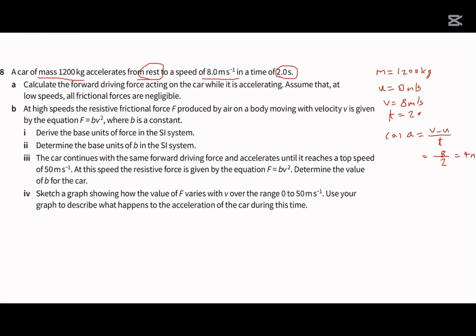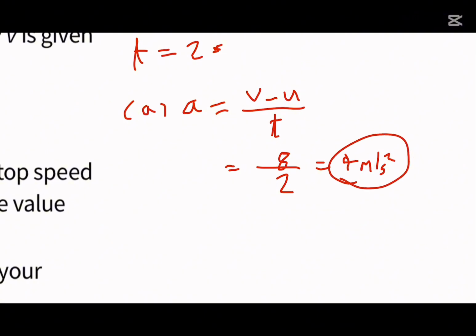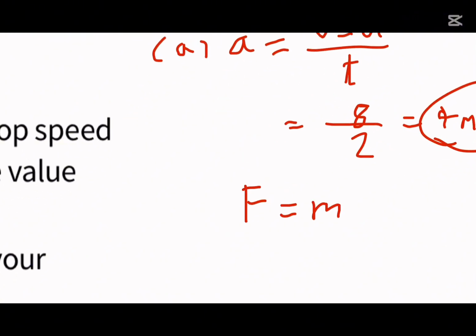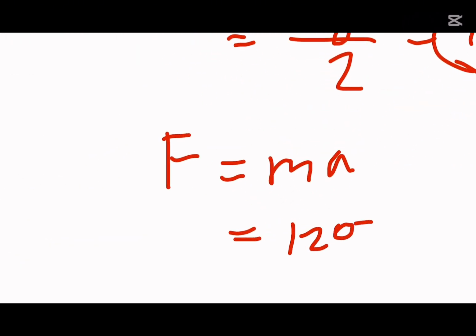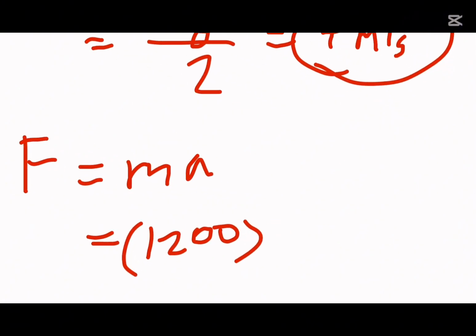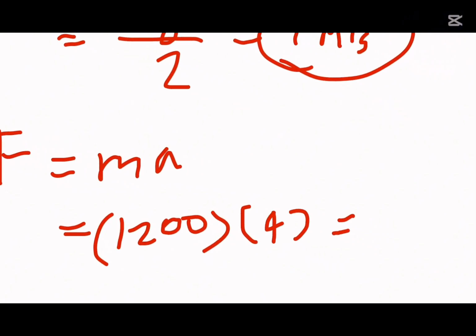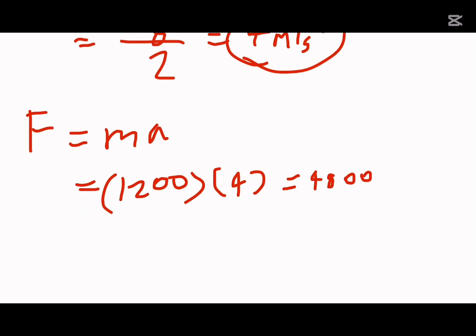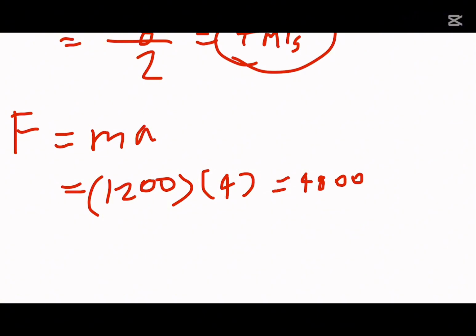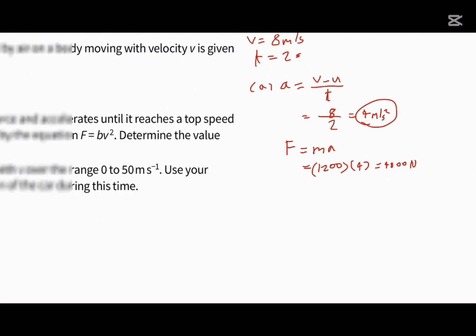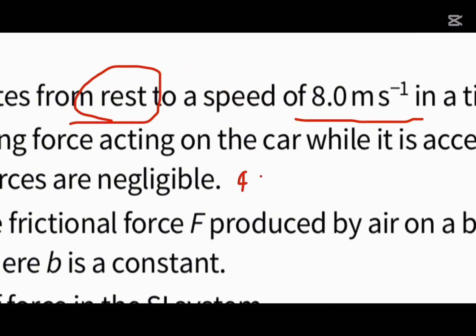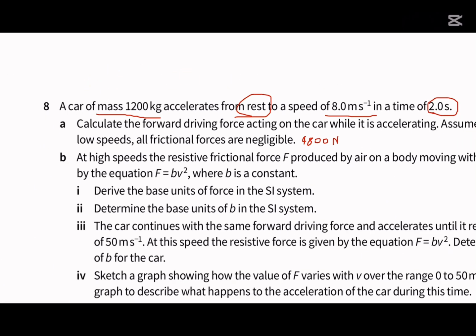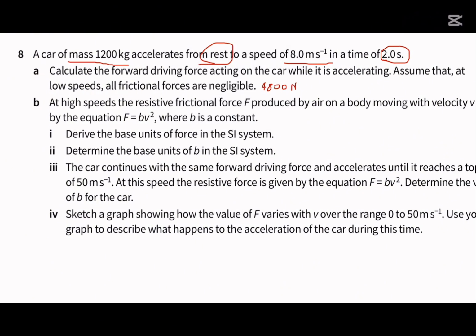Alright, so I need to use this acceleration and then calculate the force using F equals ma. So mass is 1200 kilograms and the acceleration is 4. So you need to calculate that. It's 4,800 newtons of force. So that's going to be 4,800 newtons of force.